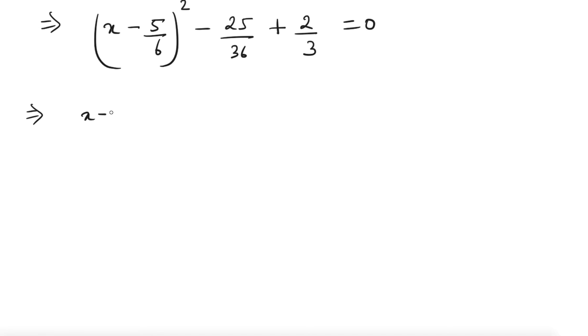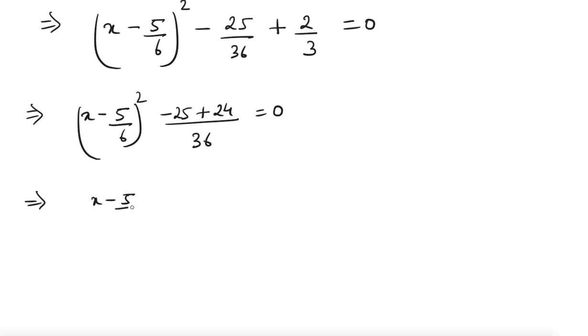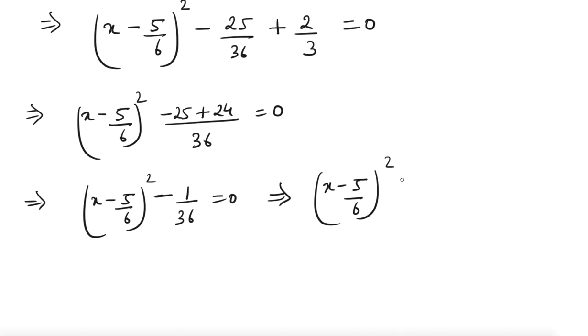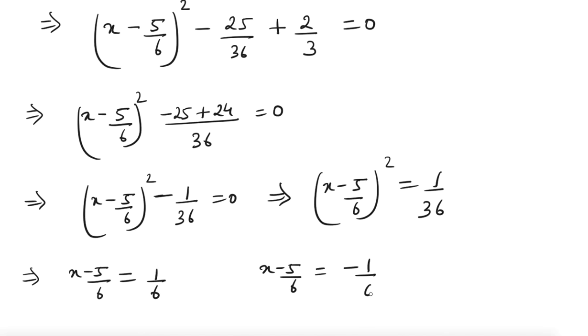So this becomes x minus 5 by 6 whole square. Let us take LCM. 36 minus 25 plus 24 is equal to 0. So this becomes x minus 5 by 6 whole square minus 1 by 36 is equal to 0, which is nothing but x minus 5 by 6 whole square is equal to 1 by 36. Now when I remove the square, I'll have two solutions, that is x minus 5 by 6 is either equal to 1 by 6 or x minus 5 by 6 is equal to minus 1 by 6.